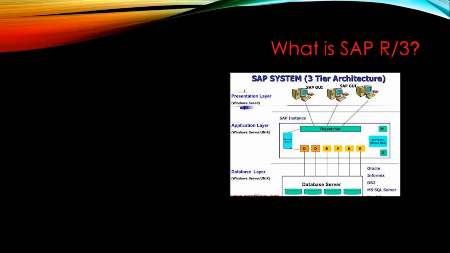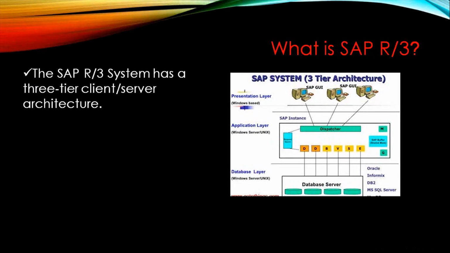Now, SAP is also known as SAP R3. Here I'll explain what SAP R3 is, and we'll also discuss a little bit about the architecture of the SAP system. The SAP R3 system has a 3-tier client server architecture. On the right hand side you can see a picture showing 3 different layers.